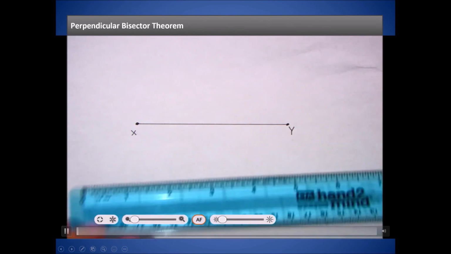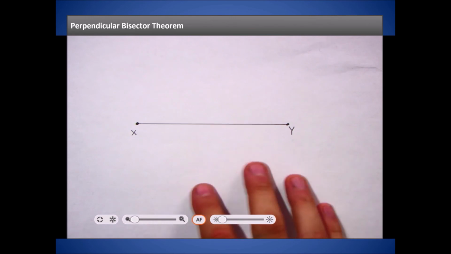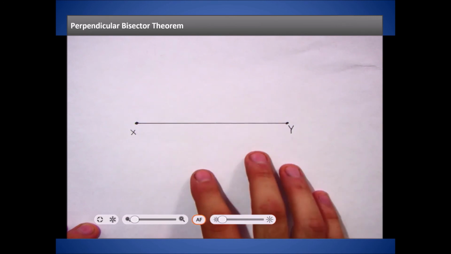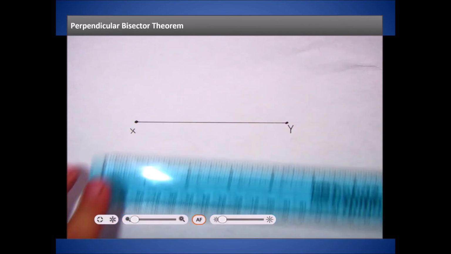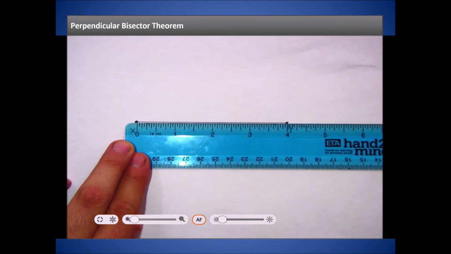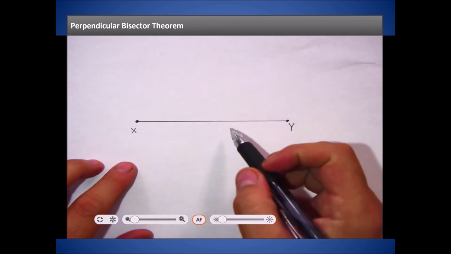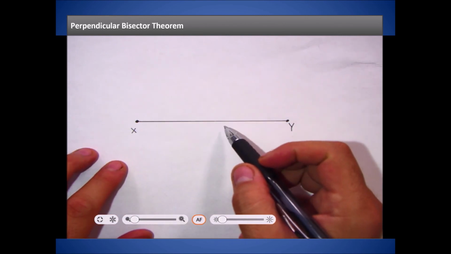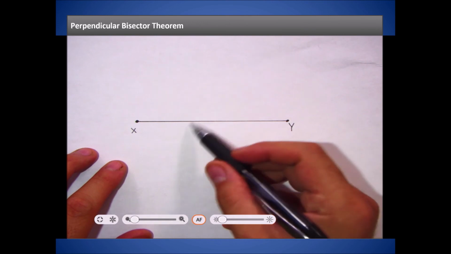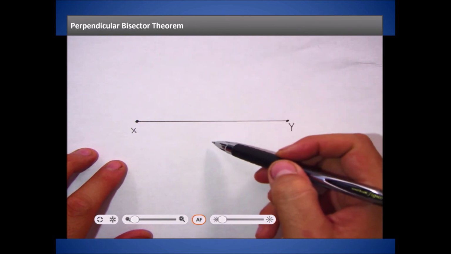All right, so what we're going to attempt to do today is investigate a special theorem involving perpendicular bisectors. In front of us is a line segment XY, and the length of it is 4 inches. What we want to do is divide this so that it's 2 inches on each side, and we want to cut it at a 90-degree angle.